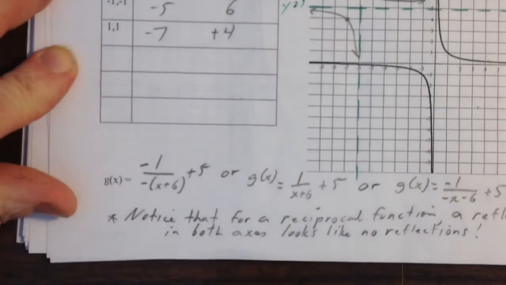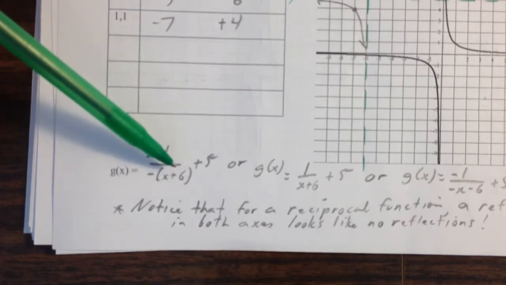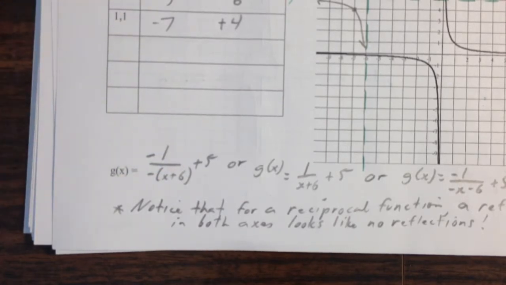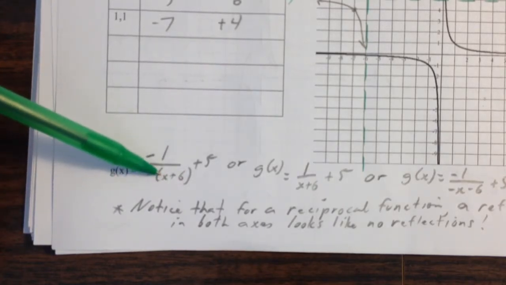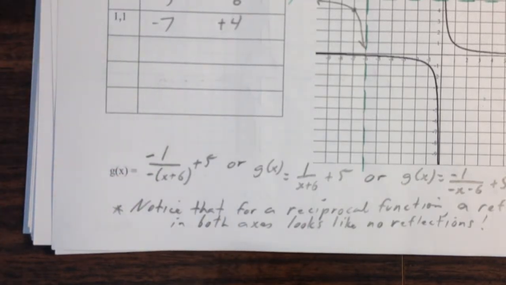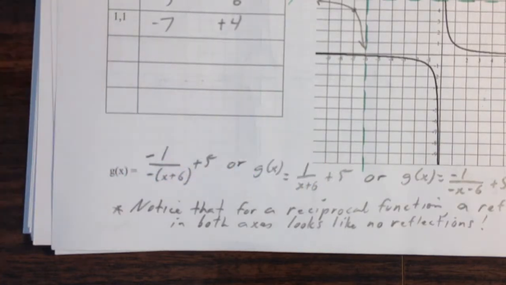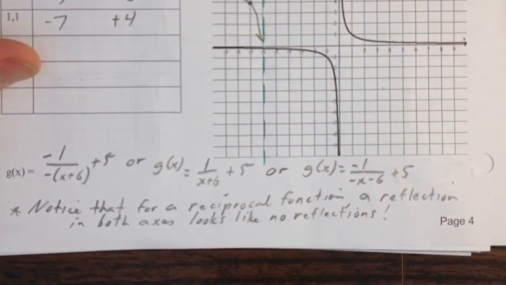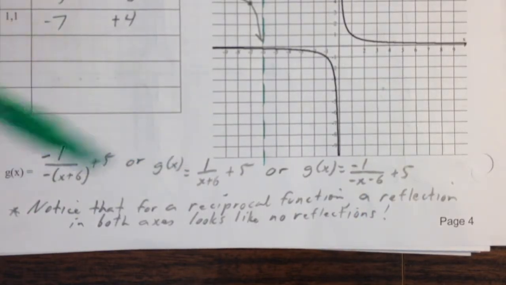For the definition of the function in function notation, I'm going to have -1 times the whole thing to account for the reflection in the x-axis. And I'm going to have a -1 times the x expression on the denominator to account for the reflection in the y-axis. If I simplify that, negative divided by negative is positive, so I just get 1 over x plus 6, plus 5. Or if I wanted to leave the negatives in, I would have -1 over -x minus 6, plus 5. Strictly speaking, this would be the most correct version because you have cleaned up the negative signs.